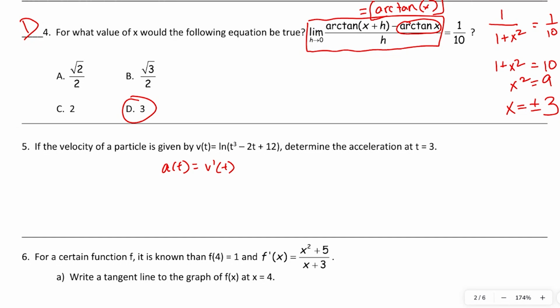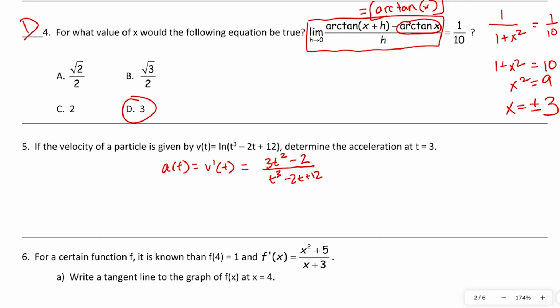So if we know that the acceleration is the derivative of the velocity, we can go ahead and differentiate this natural log function. It'll be 1 over t cubed minus 2t plus 12, but then times the derivative of the denominator. And we've seen a bunch of these natural logs where it's 1 over something times the derivative. And when you multiply that derivative, it just ends up in the numerator. So I'm going to go ahead and just stick that in the numerator up front. So 3t squared minus 2 should be in the numerator.